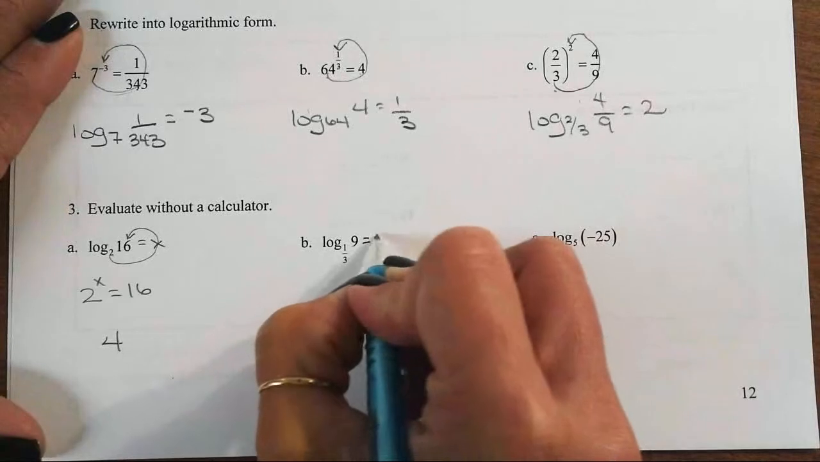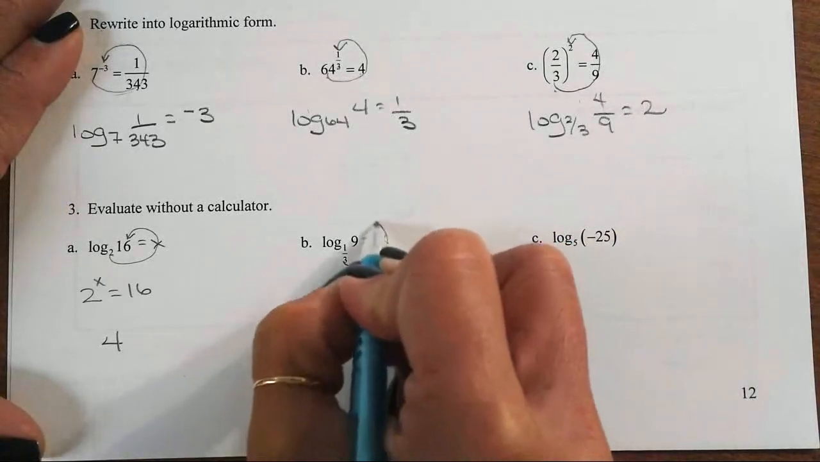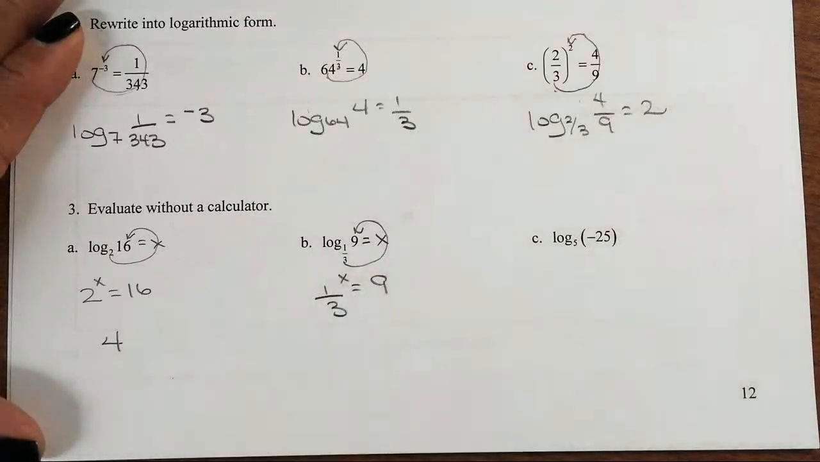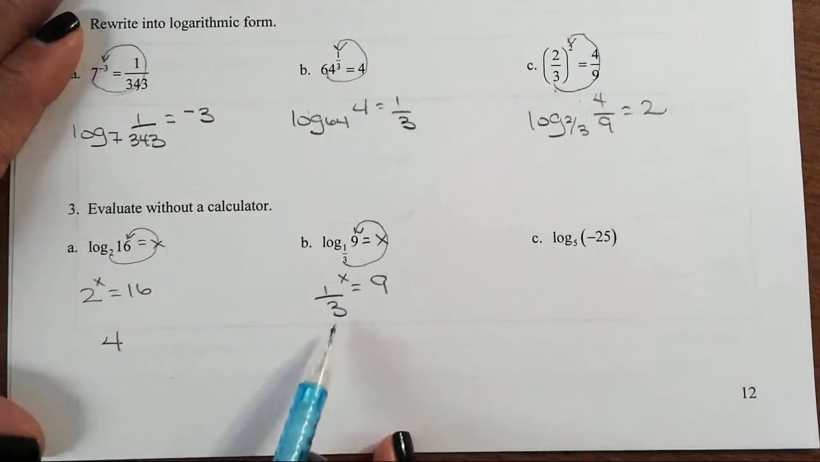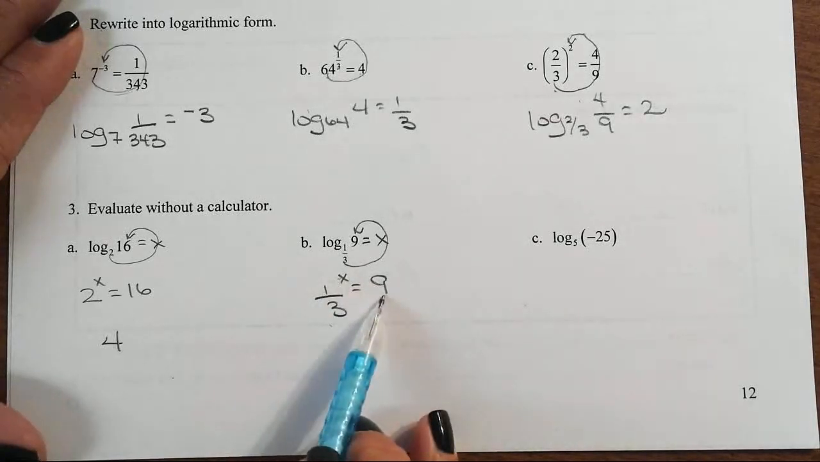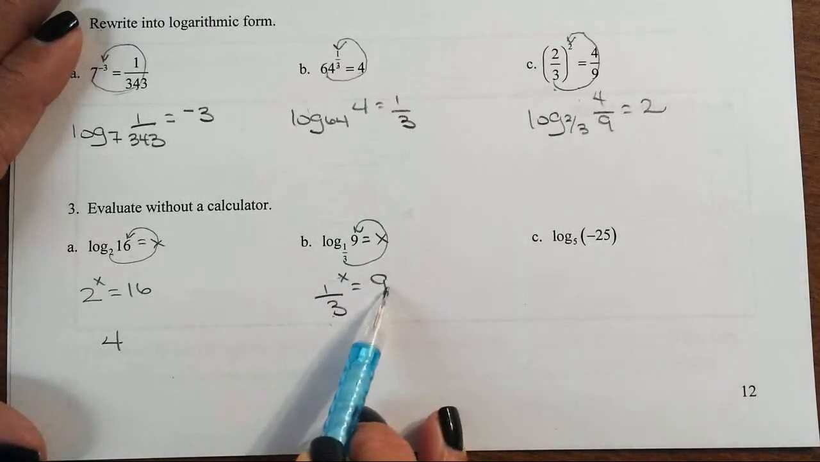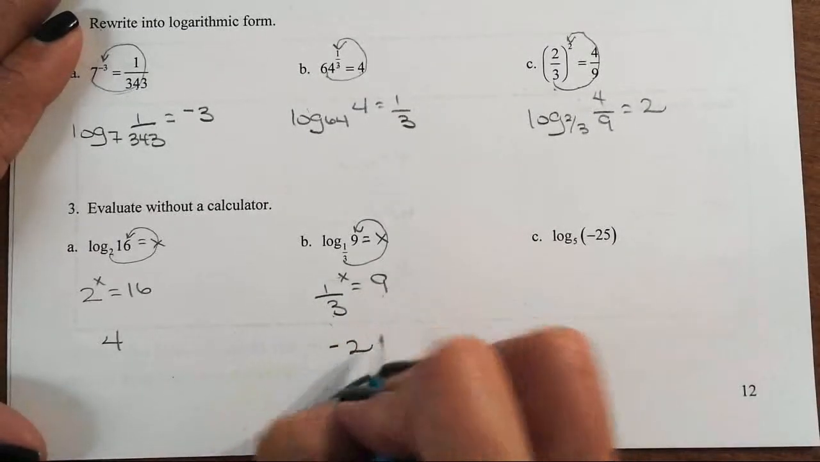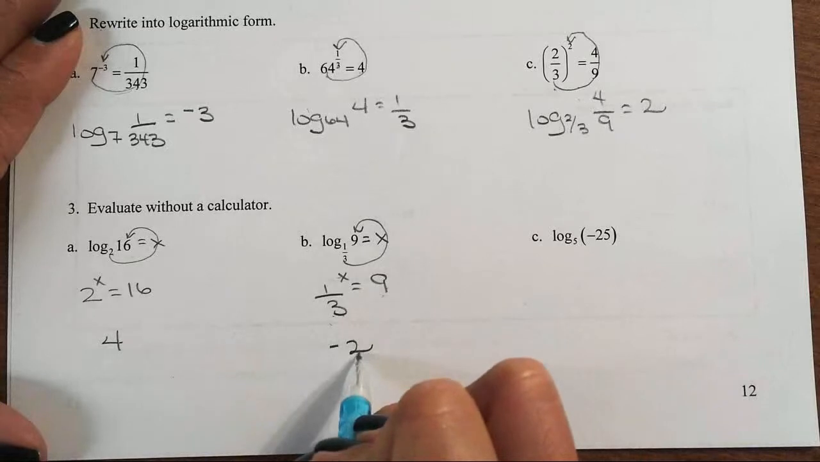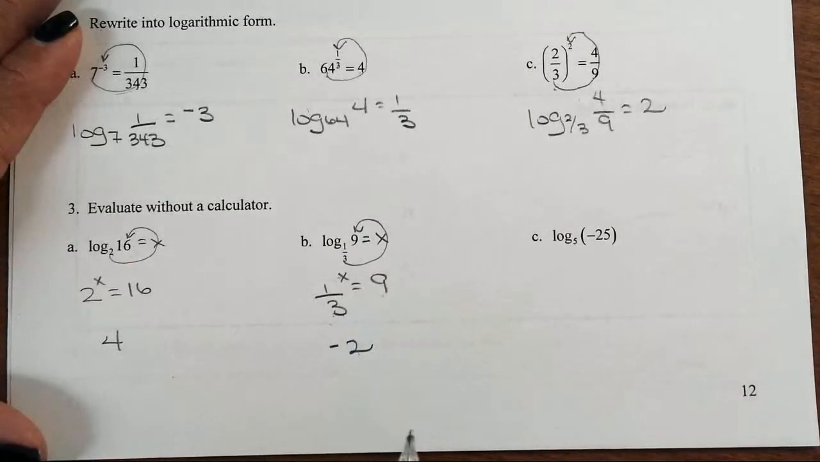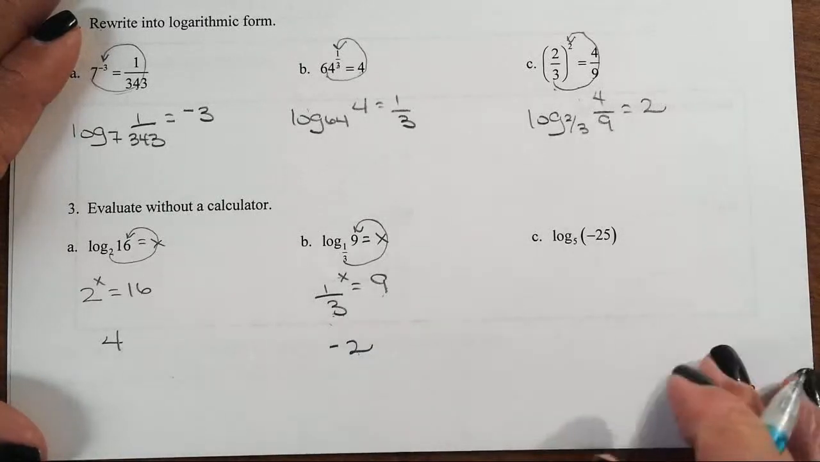Again, set the expression equal to x, rewrite. 1/3 to the x power is equal to 9. When you are going from a base that is a fraction to some unknown exponent to a whole number, that means your exponent must be negative. More specifically, negative 2 because 3 squared is 9. If you are going from a bigger number to a smaller number, your answer would be a fraction because you would have to take a root.